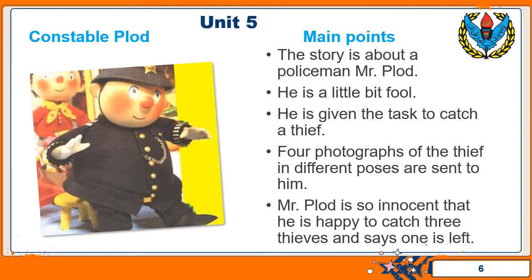Let's begin with the main points of the story. This is Unit 5. The name of the story is Constable Plod. This story is about a policeman and his name is Mr. Plod. He is a little bit fool. He is given the task to catch a thief. 4 photographs of the thief in different poses are sent to him. But Mr. Plod is so innocent that he is happy to catch 3 thieves and says one is still left.